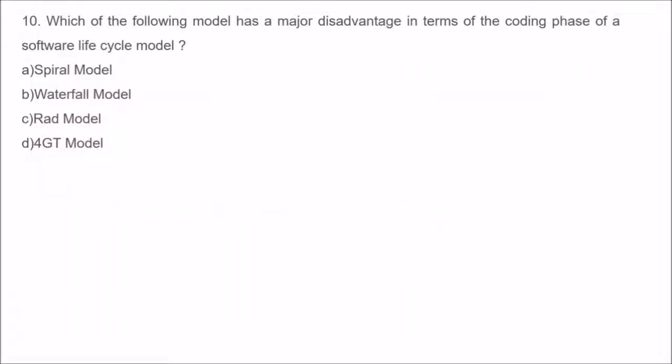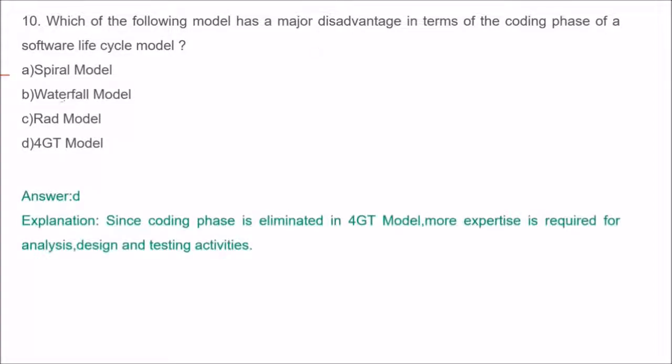The next is, which of the following models has a major disadvantage in terms of the coding phase of a software lifecycle model? The answer would be D, the 4GT model, of course, because since the coding phase is eliminated in the 4GT model, more expertise is required for analysis, design, and testing techniques.